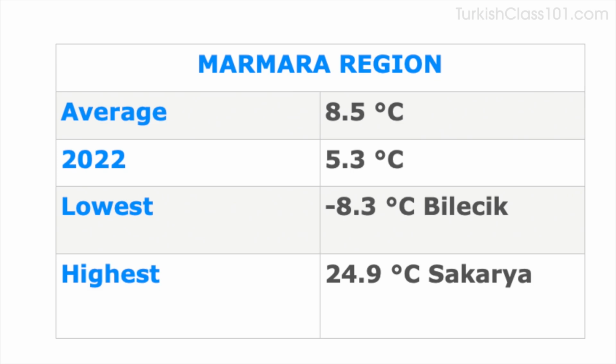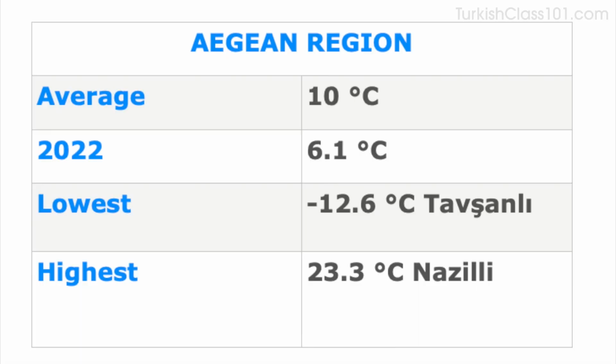Marmara region. The average temperature is 8.5 and it was 5.3 in November 2022. The lowest was minus 8.3 in Bilecik and the highest temperature was 24.9 in Sakarya. Aegean region. The long-term average temperature is 10. In 2022, it was 6.1. The lowest temperature was minus 12.6 in Tavşanlı and the highest temperature was 23.3 in Nazilli.